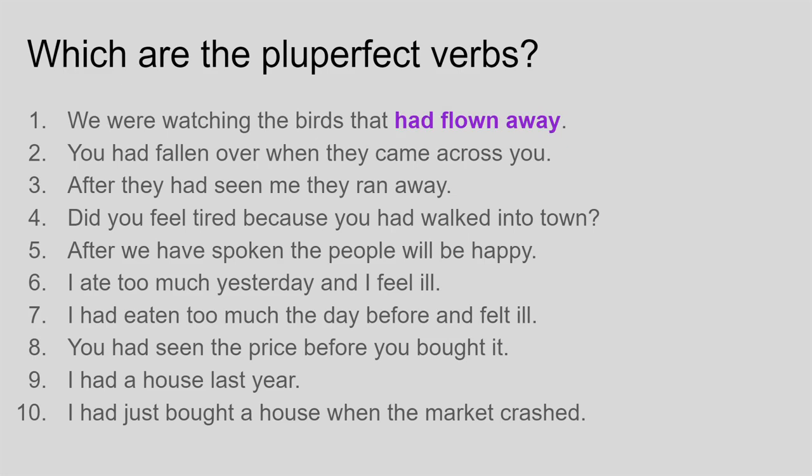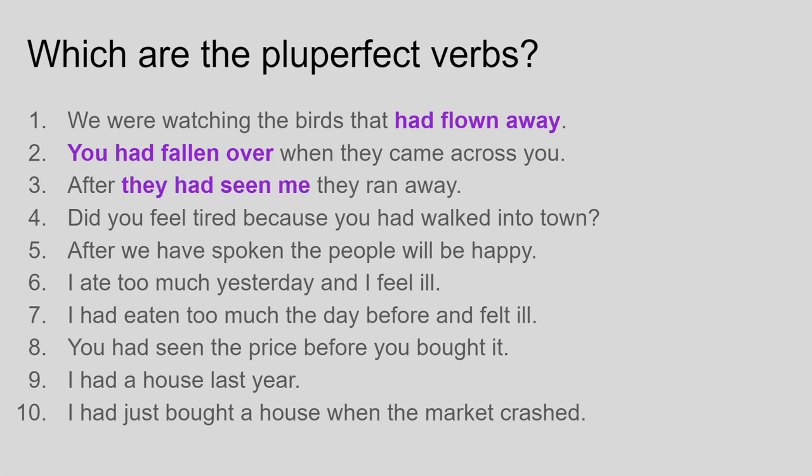Number 2. You had fallen over when they came across you. They came across you is the main verb, but you were already on the floor. You had fallen is my pluperfect. Number 3. After they had seen me, they ran away. They ran away is my main verb, but the extra information is basically because they had seen me. This is the action that was completed before the main verb. It's the extra past tense.